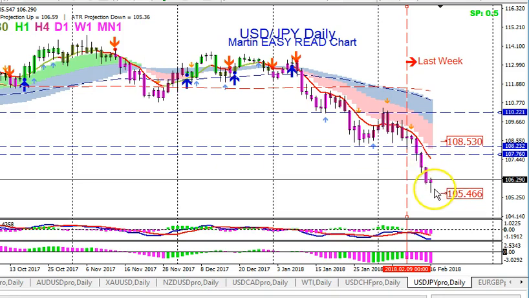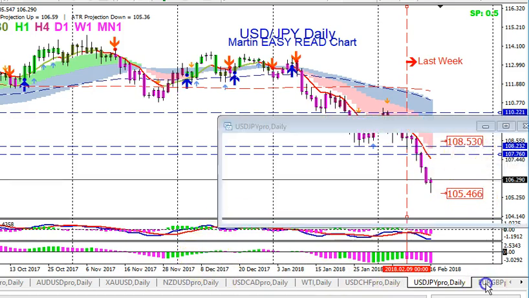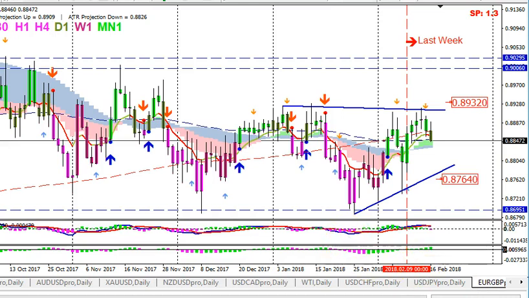So again, I do believe price is going to go down lower. We had a bit of a doji there last Friday. You can see that right there. But if you think price is going to go lower, look at sells below 105.46 or higher above 108.53.